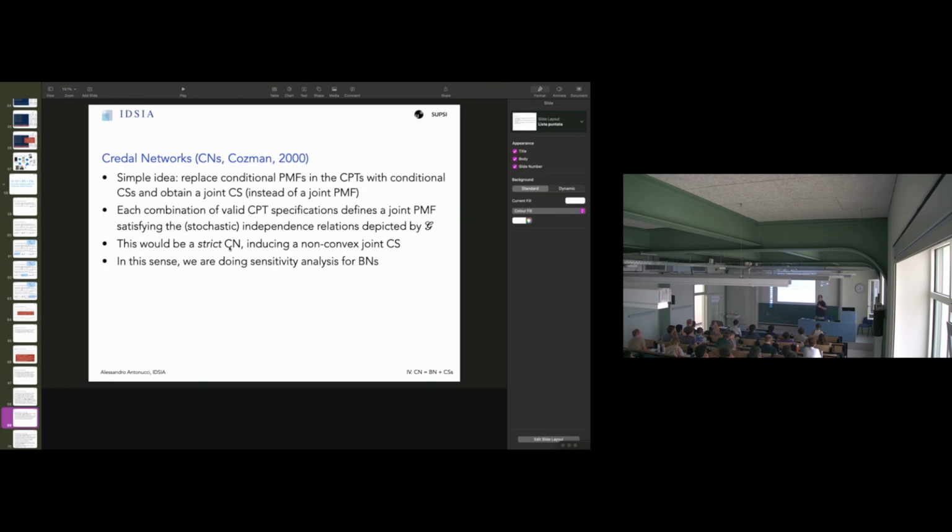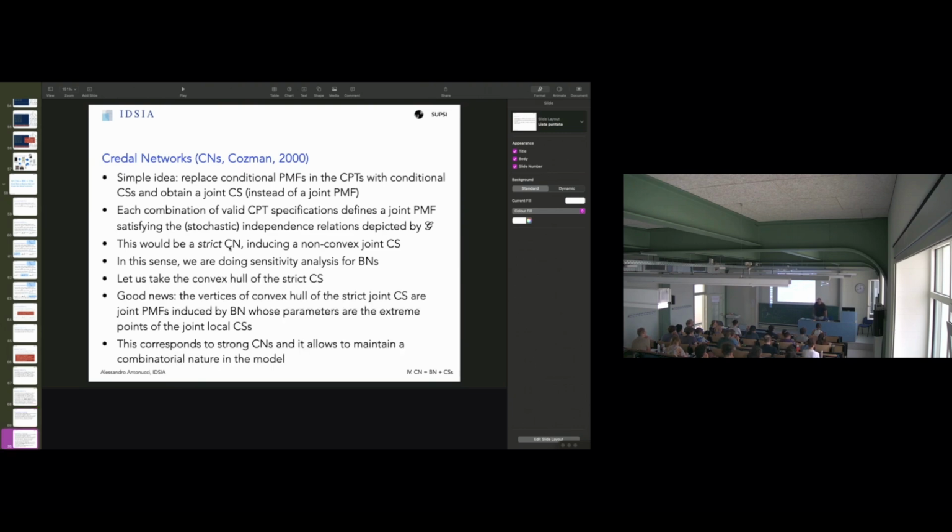Okay, so this will be, let's say, a complete credal network, a complete independent credal network. But in this way, we lose convexity, and I want convexity. So I'm not using this complete independence, I'm using strong independence. And strong independence basically means that I ask the factorization of the Bayesian network on the extreme points of the credal sets. But let me be more explicit.